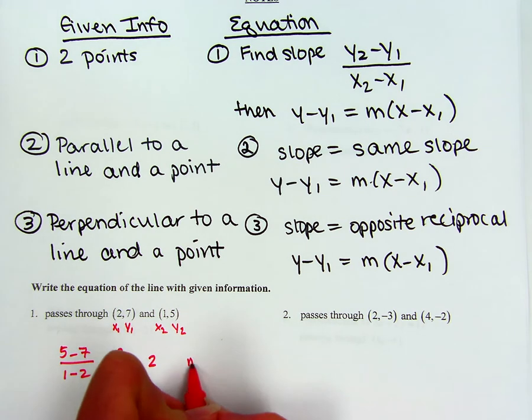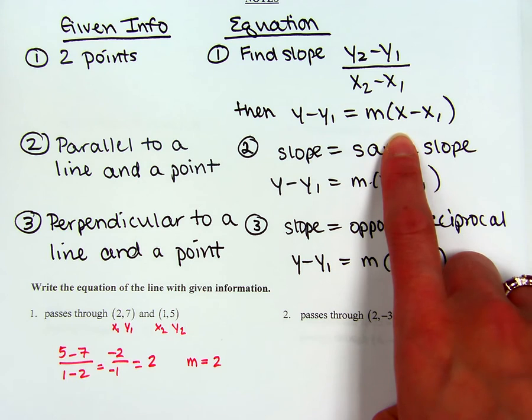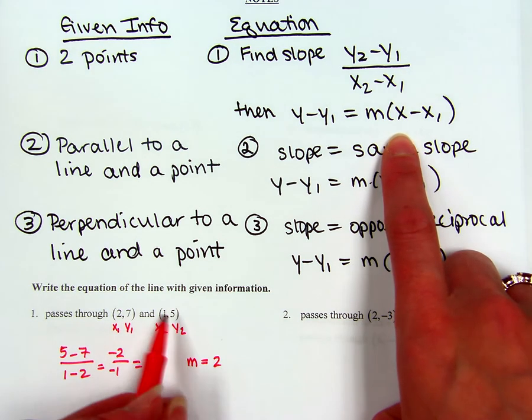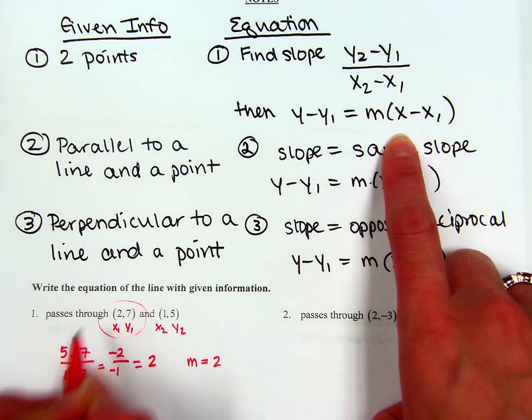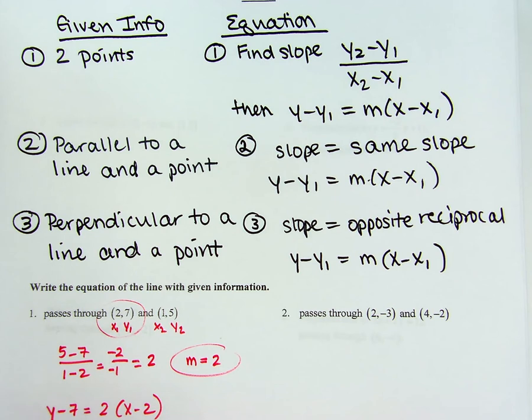So that gives me negative 2 over negative 1, which reduces to positive 2. So that's my m. Now, from this point, I'm going to use the point slope equation from yesterday, and I can pick either of the 2 points. So I'm just going to pick this first one and the m. So I'm going to do y minus 7 equals 2 times x minus 2. And then I just need to solve for y. So I'm going to distribute the 2, and I get 2x minus 4, and add 7 to both sides, and I get y equals 2x plus 3. And then I'm all finished.